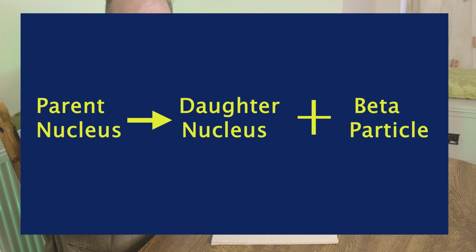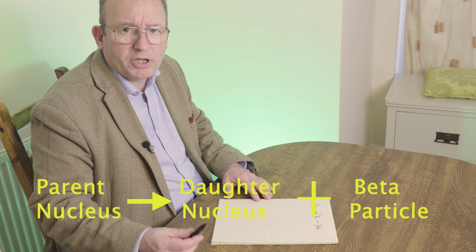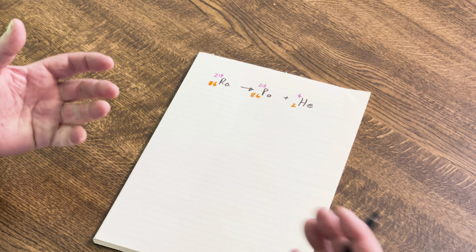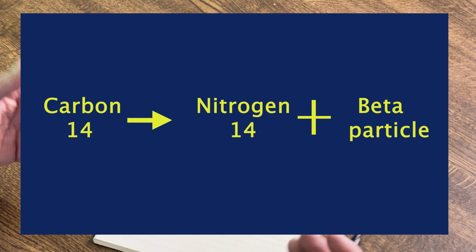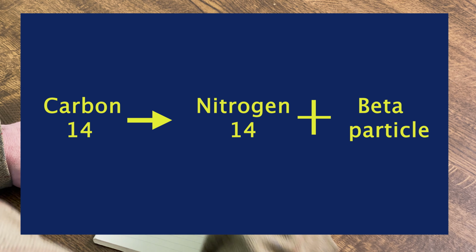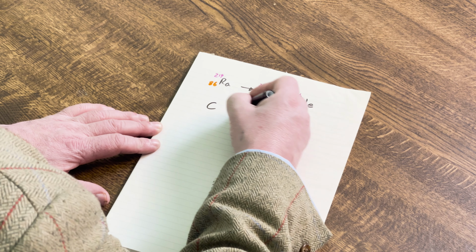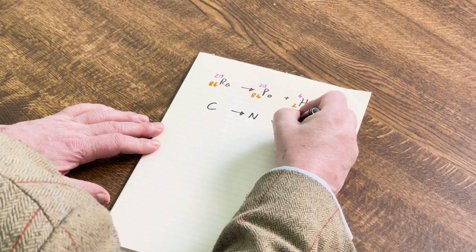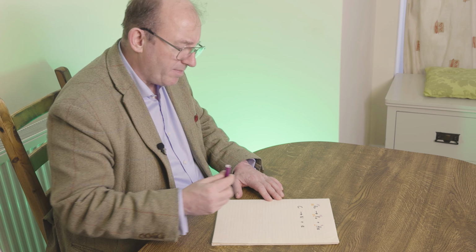So the general equation looks like this. The parent nucleus decays into the daughter nucleus and a beta particle, a high energy electron. We can write it as either the Greek letter beta or as an electron. Let's look at an example. Carbon-14 decays to nitrogen by beta decay. So if I've got carbon, and that decays to nitrogen plus a beta particle, I'm going to write it as an electron. Let's have a look at the mass numbers.